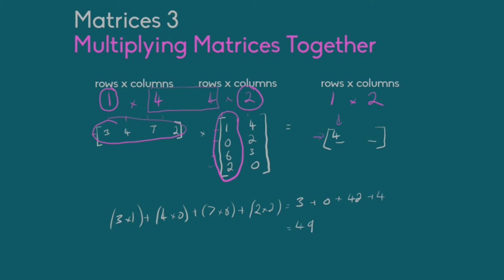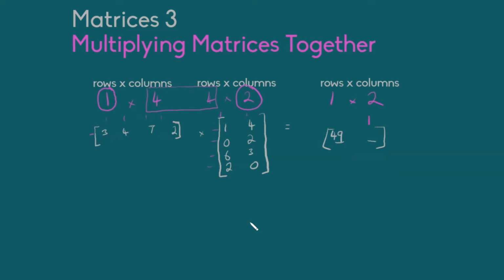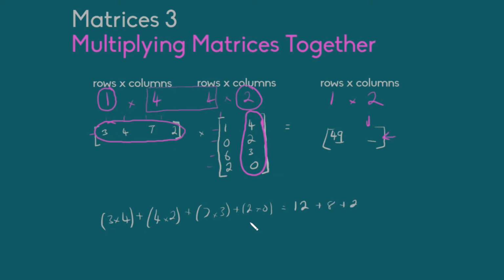And then again, for our second space, it's going to go along the first row, down the second column, to get 3 times 4, plus 4 times 2, plus 7 times 3, plus 2 times 0, which is 12, plus 8, plus 21, plus 0, which is 41. And so that completes that matrix.